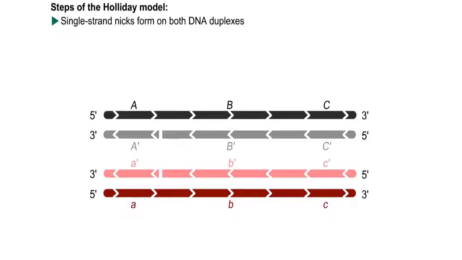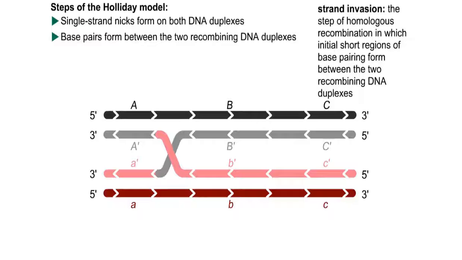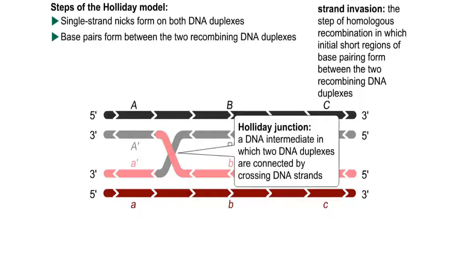DNA strands near the nick sites peel away from their complementary strands and base pair with the homologous duplex. This step is called strand invasion. The DNA intermediate in which two DNA duplexes are connected by crossing DNA strands is called a Holliday junction.